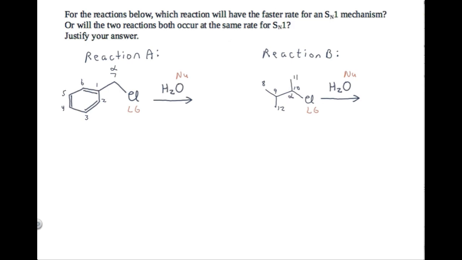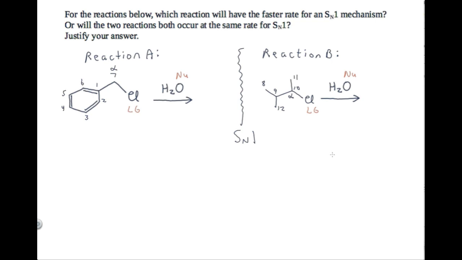We need to identify the mechanism, but we won't use the table for identifying the mechanism. Instead, the problem tells us. The problem tells us that this mechanism is an SN1 mechanism.